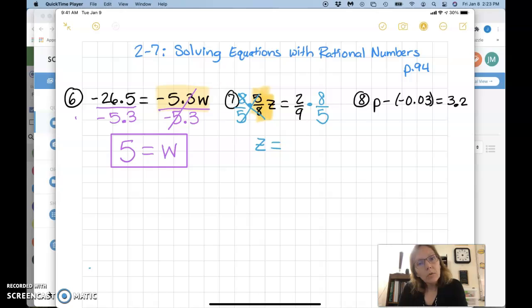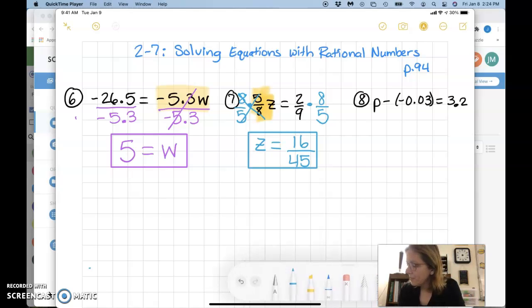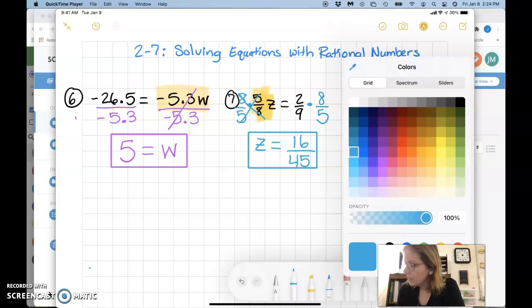And then I'm just going to multiply on this side. So 2 times 8 is 16. And 9 times 5 is 45. And I can leave it right there. 16 over 45 is my answer. Okay? All right. Last one.